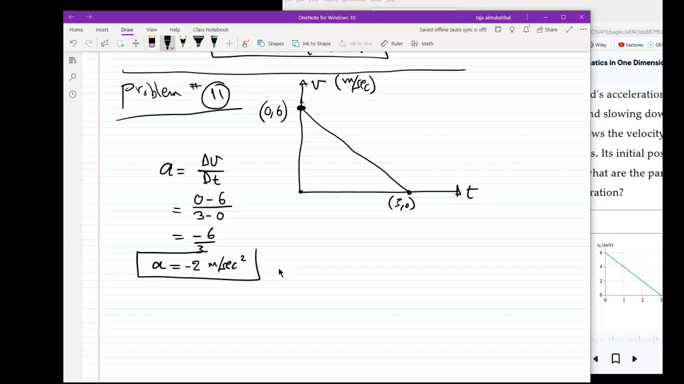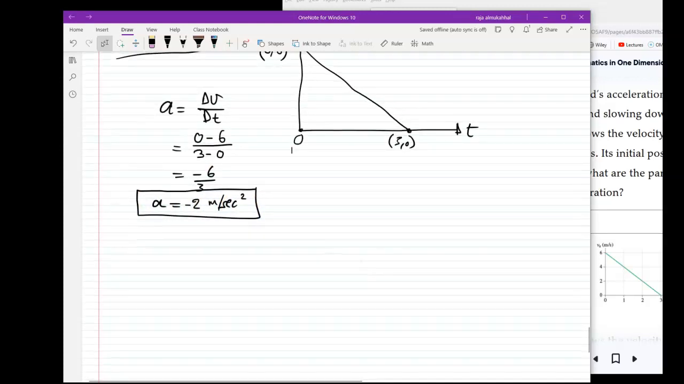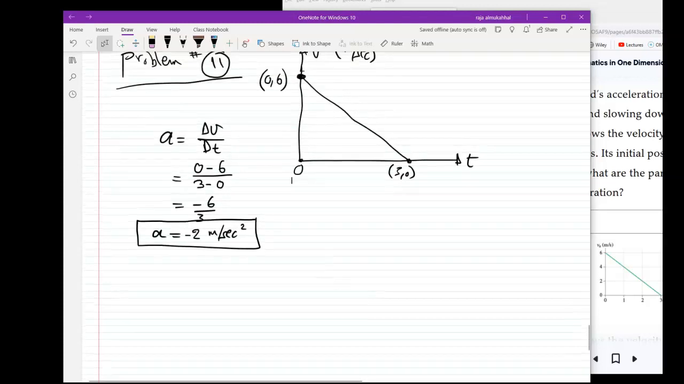What that tells me is that the object is slowing down. You started here at t equals 0, and then it's slowing down until it stops. The acceleration rate is 2 meters per second each second. That's the meaning of the minus sign. It's slowing down. Now, what else can I get out of that?